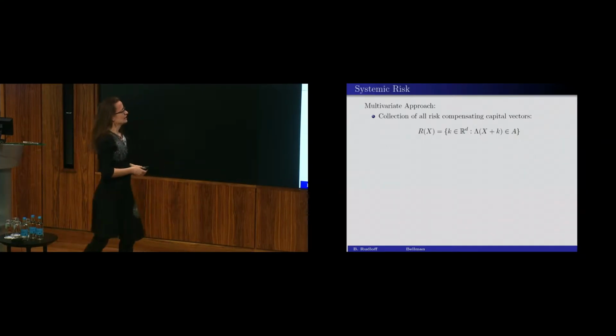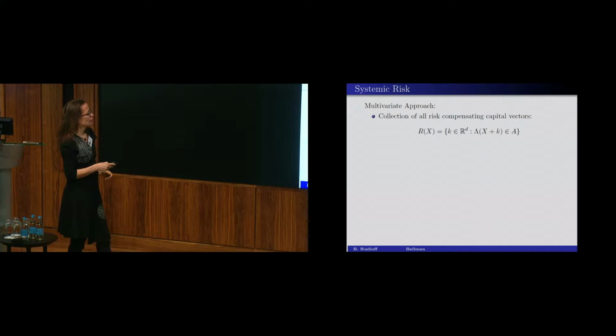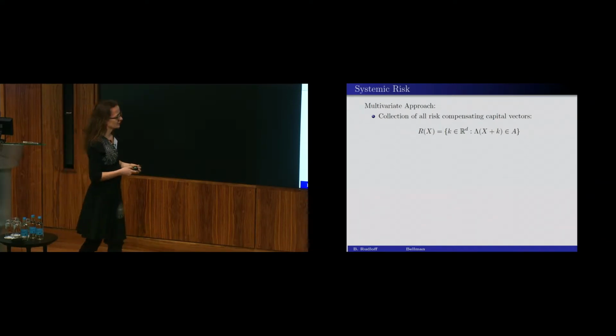So again, coming back to our definition of systemic risk measures, which we thought of as the vector of capital regulations such that if I add the capital to my random endowment, it makes the impact to society acceptable.